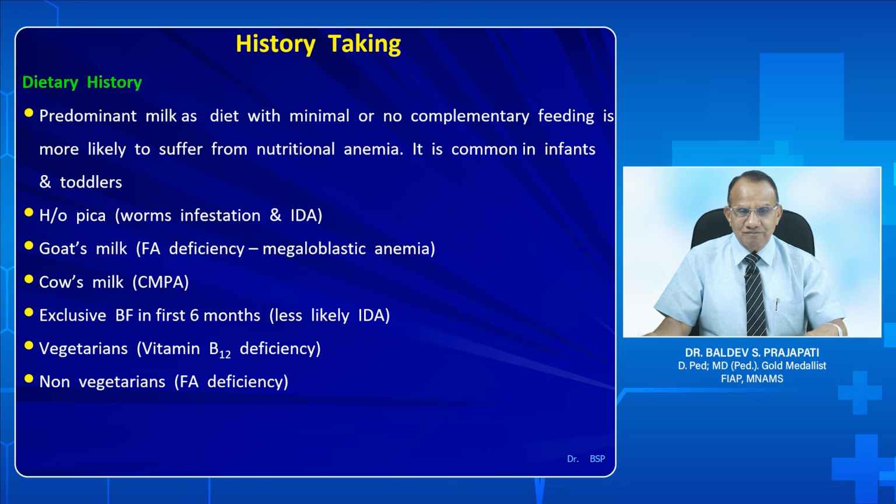Exclusive breastfeeding for the first 6 months, all of us know, is a protective factor for iron deficiency anemia in infancy. We know that B12 deficiency is more common in vegetarians, and somehow folic acid deficiency is seen in non-vegetarian people.